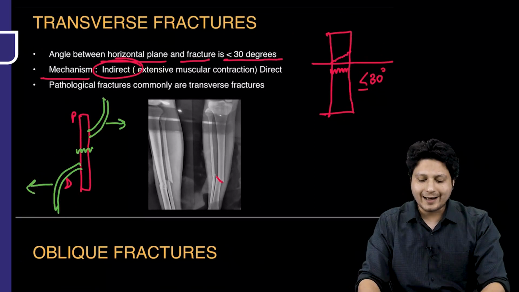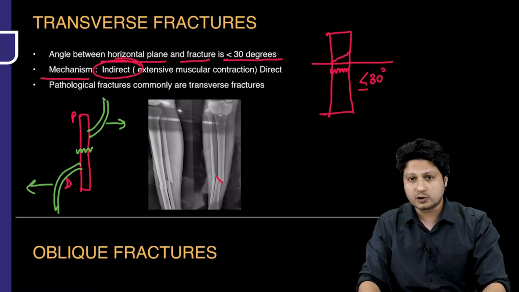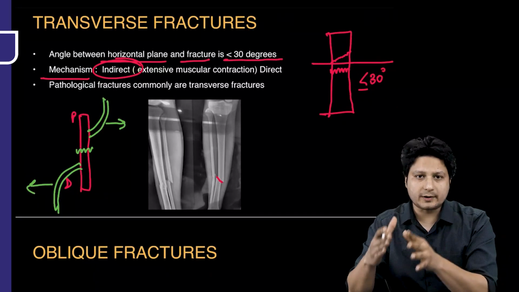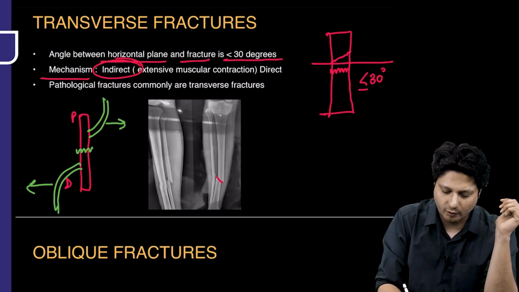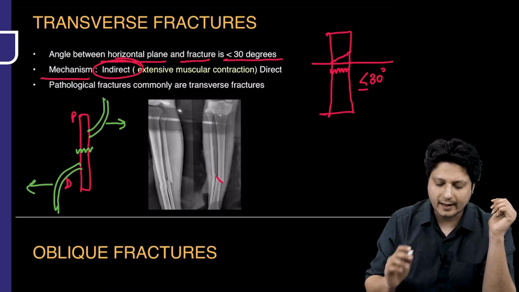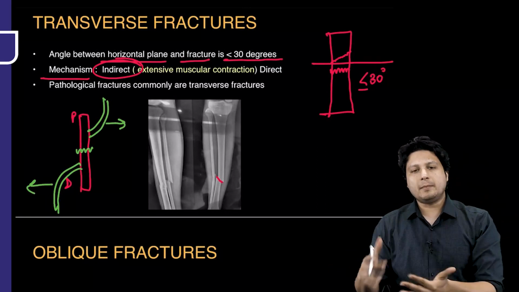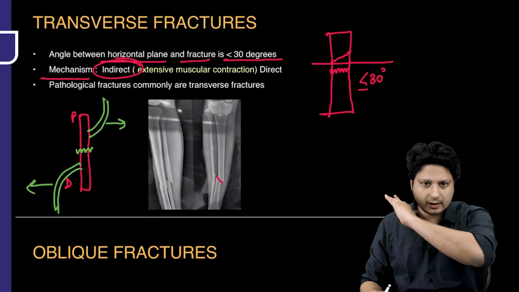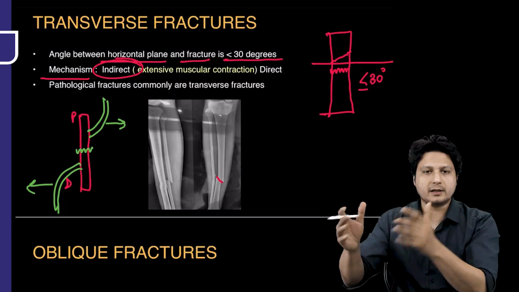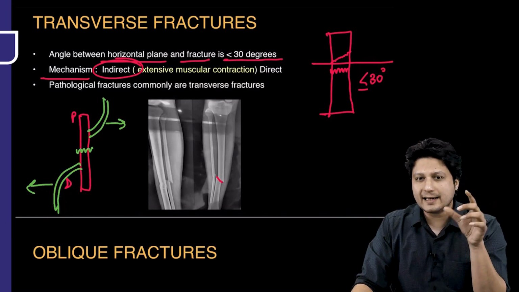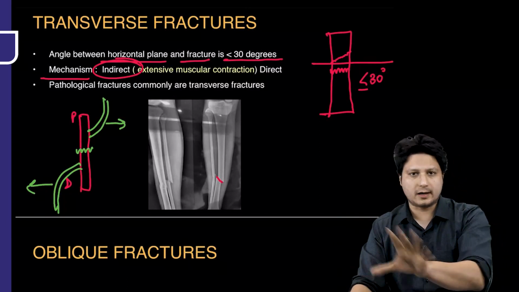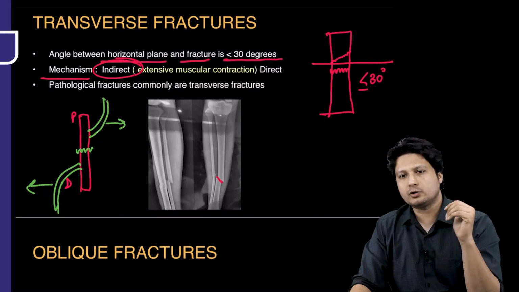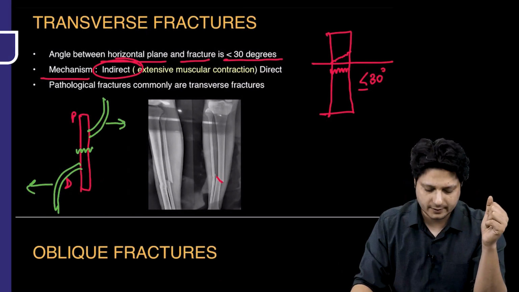Alright, so in the indirect mechanism the fracture is caused by extensive contraction of muscles, and this is exactly what has been written over here. So, indirect mechanism. Now the second mechanism is direct trauma. That means there is a direct blow onto the limb resulting in the fracture. But direct trauma is a less common cause for transverse fracture. Indirect trauma to the bone is a more common cause for the transverse fracture.